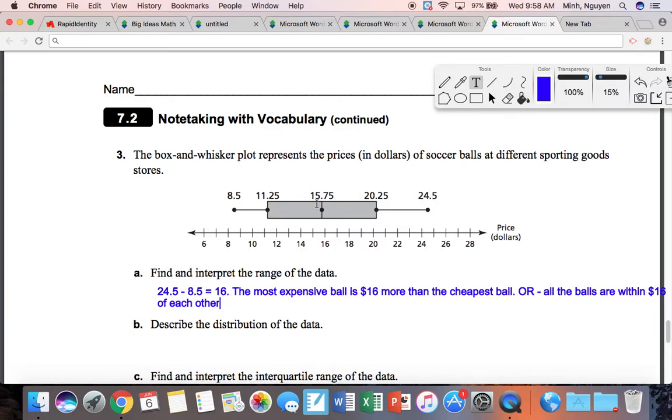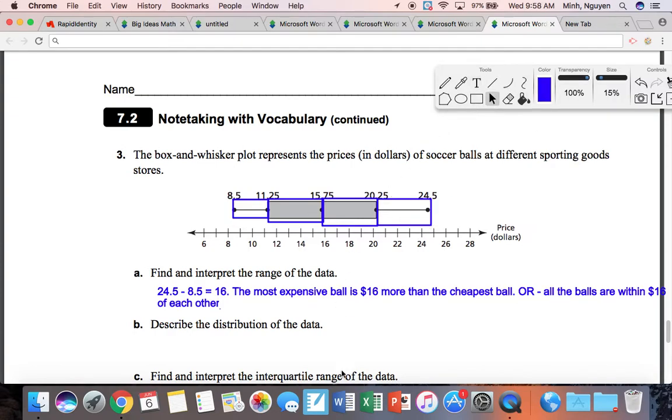So if we look at this, again, we are breaking it into quarters. So you'd say a quarter, or 25%, of the balls cost between $8.50 and $11.25. 25% of the balls cost between $11.25 and $15.75. Another quarter between those two numbers and another quarter between those two numbers.